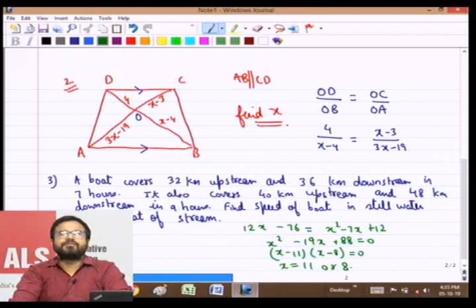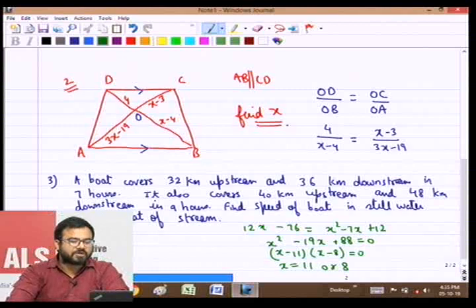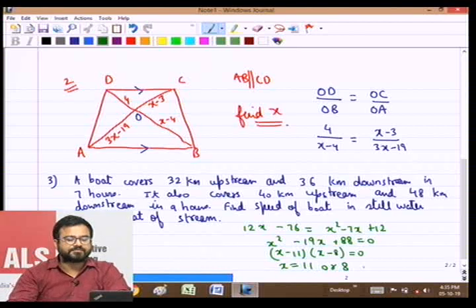Now after getting 11 or 8, you have to check whether this will satisfy the question or not. For both 11 and 8, x minus 3 will be positive, x minus 4 will be positive, and 3x minus 19 also will be positive. So 11 and 8 both will work. So 2 answers for x are there.